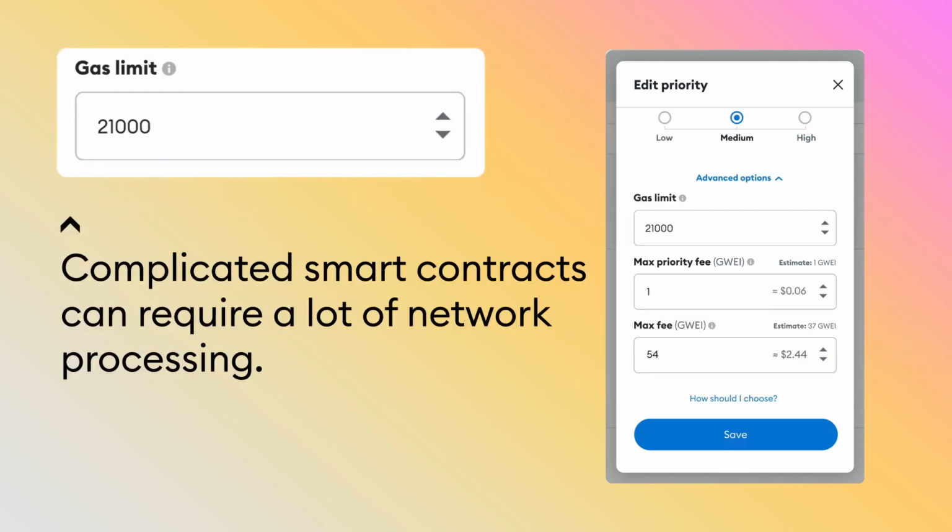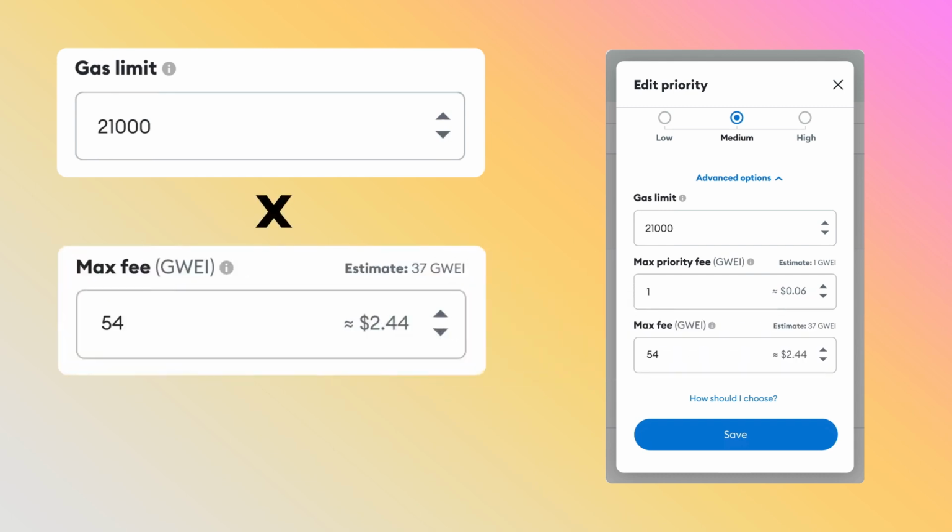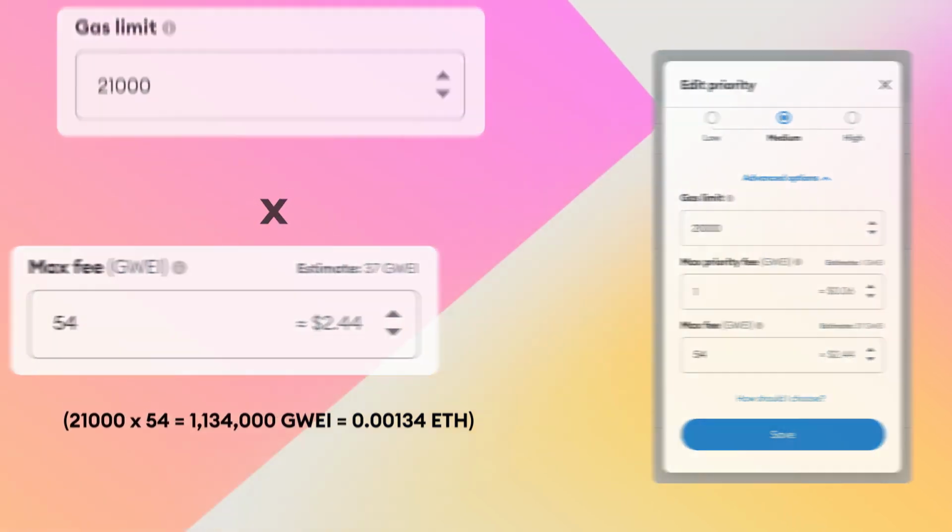Interacting with complicated smart contracts can require a lot of network processing, and this field gives you a set bound for how much gas a given transaction can consume. Multiply your gas limit by your max fee, and that's the maximum you could pay in GWEI for this transaction.